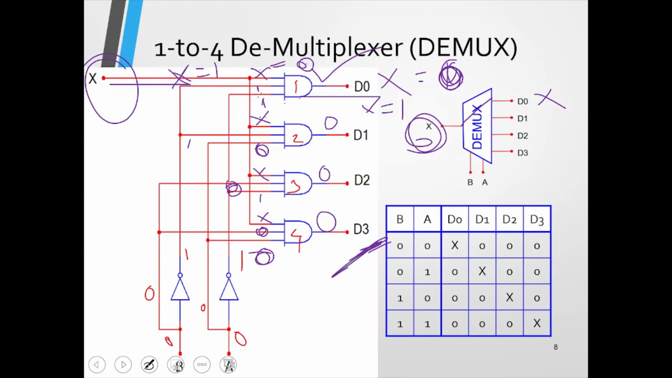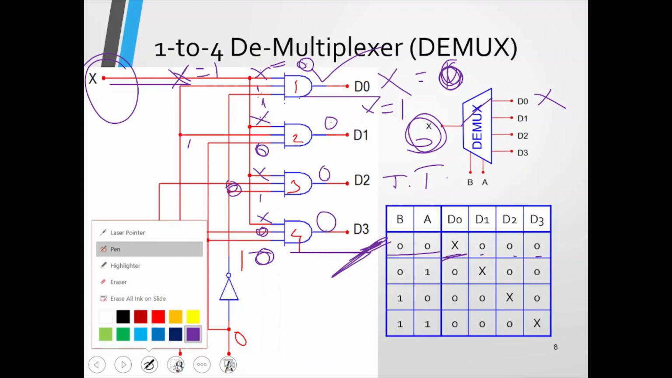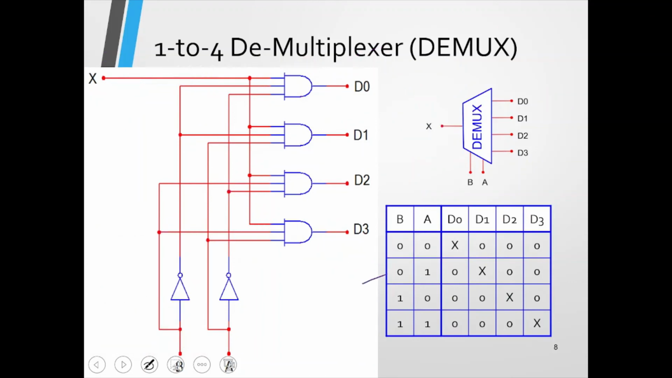The same thing is written in the truth table. For 0 0, D0 is X, but the other outputs are 0, right? Now similarly we can compute for all other input conditions. For 0 1, the AND gate D1 will be enabled and D0, D2 and D3 are disabled, right? So this X will be available at D1, and we can say that X is connected to the second output line. Similarly for 1 0, D2 gets selected, and for 1 1 the D3 gets selected. And this is how this 1:4 demultiplexer works.